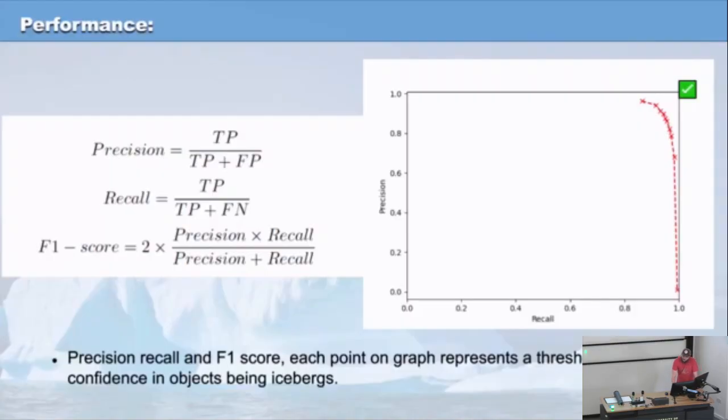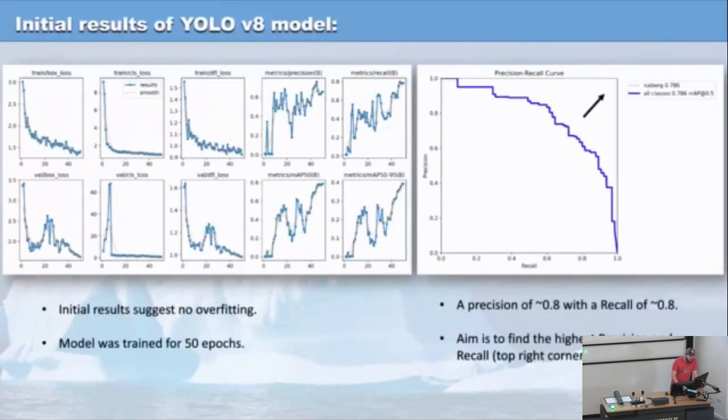But basically, for our purpose, we want the performance to be in the top right corner as much as possible. Each F1 score, precision and recall, represents a threshold of confidence in the objects, whether they are icebergs or not. So here are the initial results of the training.